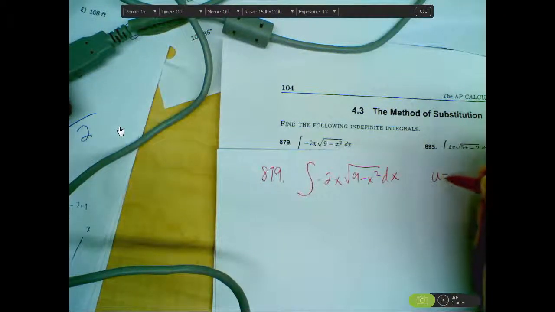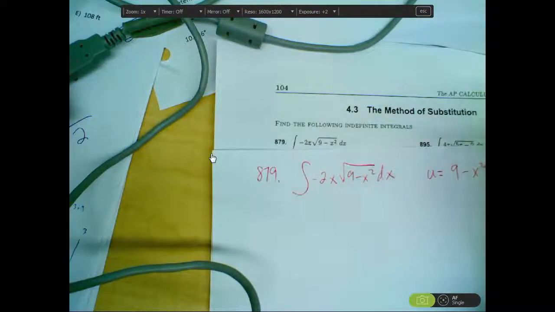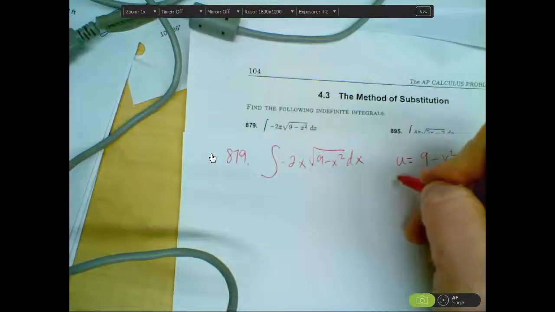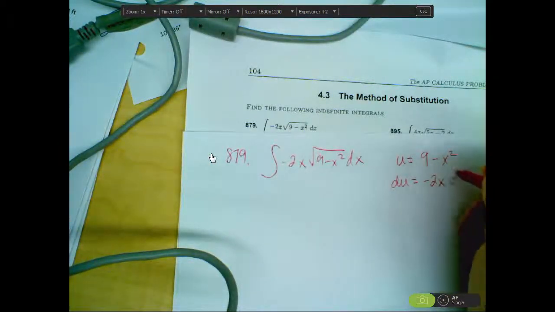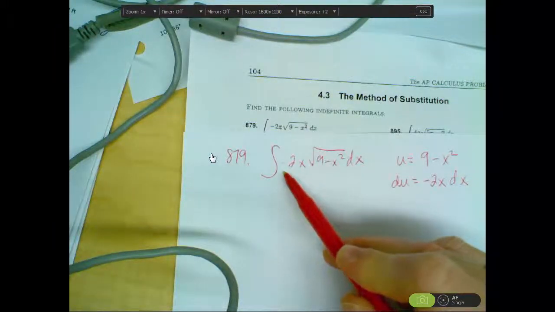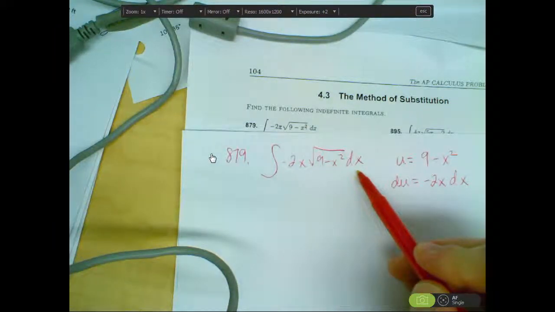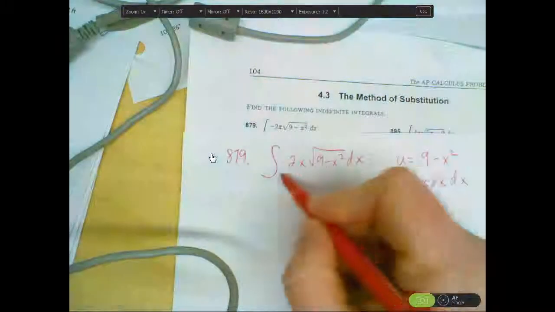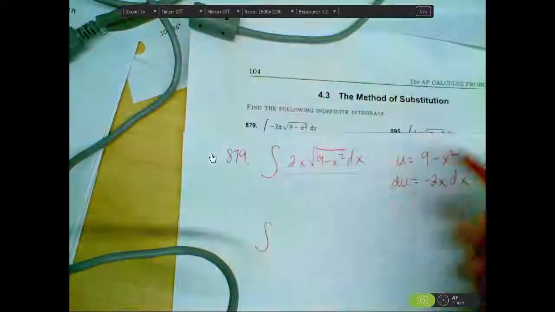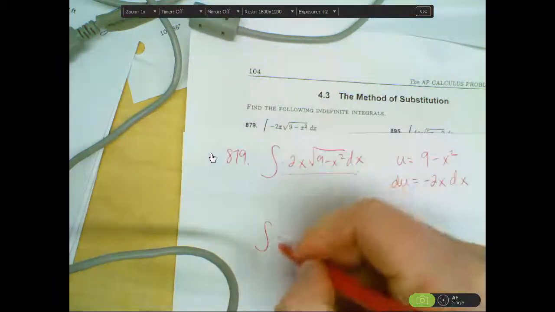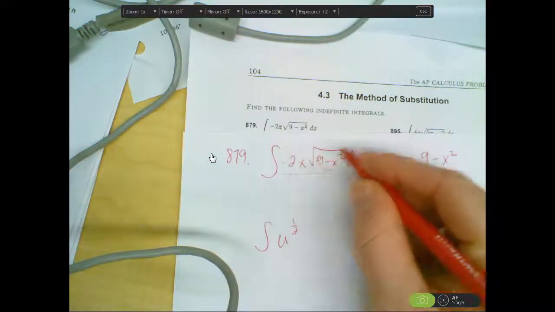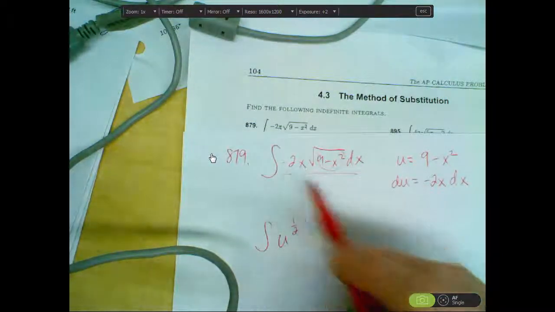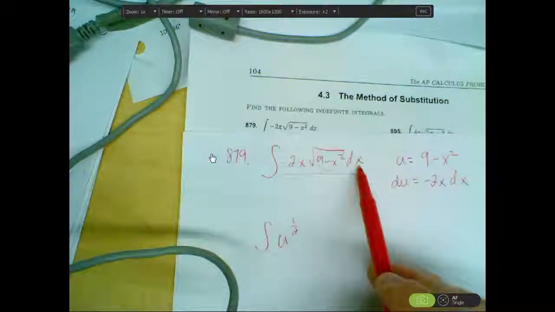Okay, so I'm going to substitute in, and I'm going to call this nasty function right here u. 9 minus x squared is u. And then I'm going to take the derivative of u. du is negative 2x dx. Look at negative 2x dx. Interesting. Now I'm going to rewrite this as the integral of u to the 1/2 because u is this thing and it's being raised to the 1/2. And then I'm going to notice that du is negative 2x dx. It's already there.